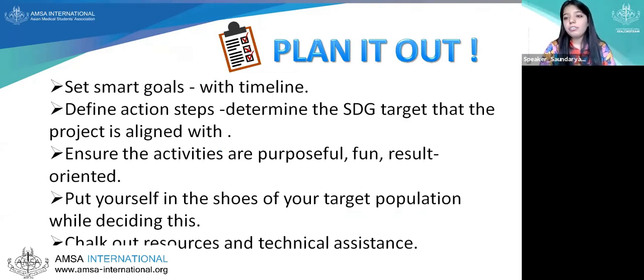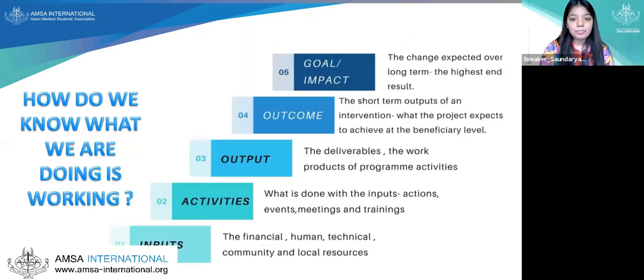I think a very important part of leadership at any level is foresight. While you're planning, not just ensuring that the activities are purposeful, fun, and result-oriented, but also having that foresight. Let's take the example of this session right now. I'm sure the organizers had the dry run yesterday and they just went by it. That's how systematic it should be by all the leaders. It prevents any last minute changes, you have resources ready, you have backup people there to step in if something goes wrong. So that's very important. Put yourself in the shoes of the target population while deciding, which is something I've already stated.